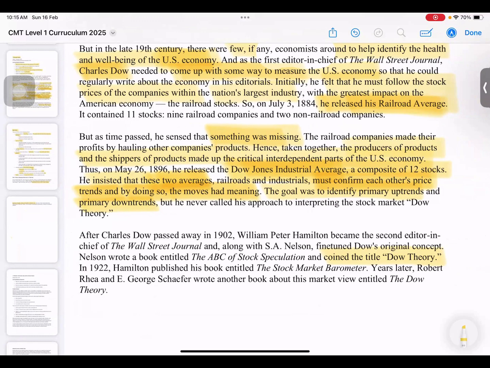Okay, after Charles Dow passed away, Hamilton worked on the Dow theory, and he is the one who coined the term Dow theory. And after Hamilton, it was Robert Rhea. This book is also good. You may actually find it somewhere on Google, the Dow theory. You may want to have a look at it.